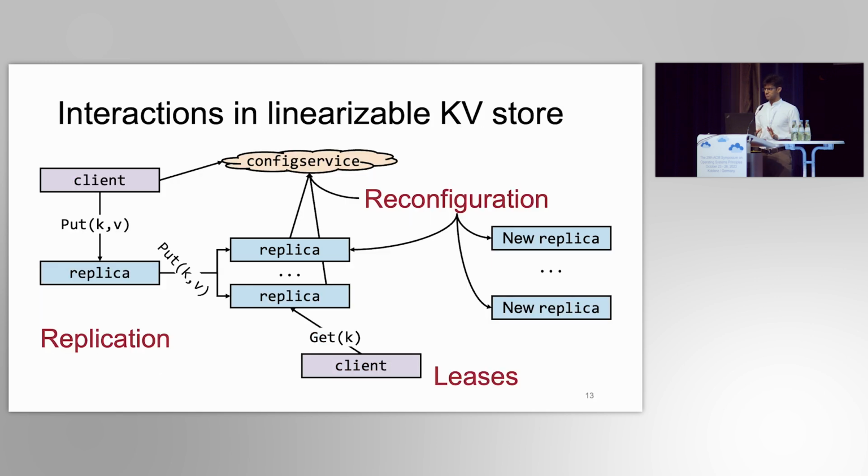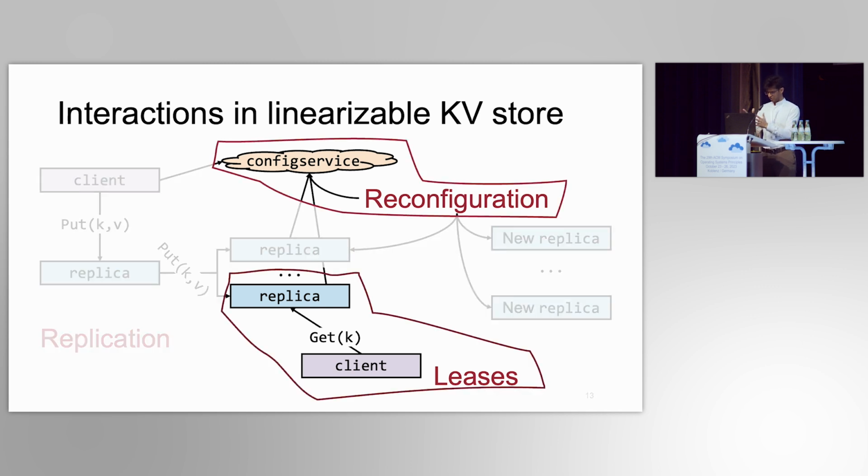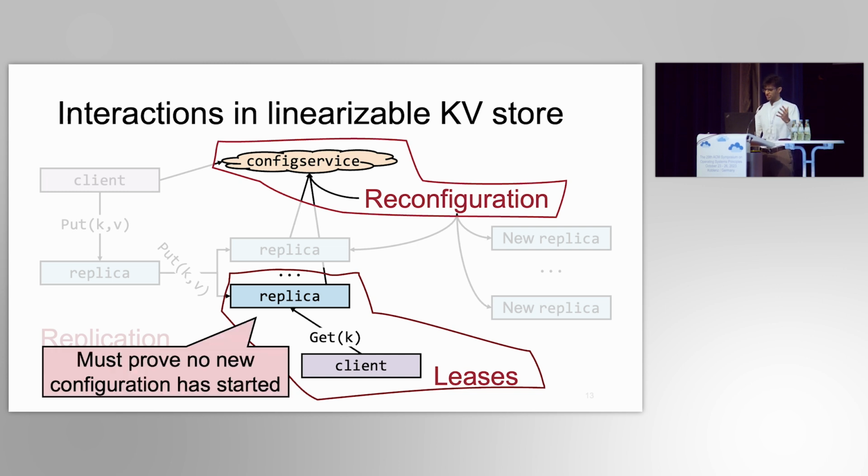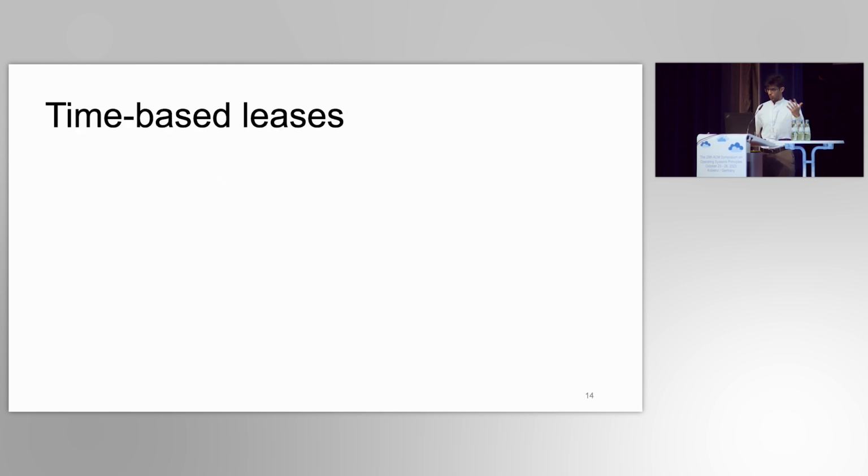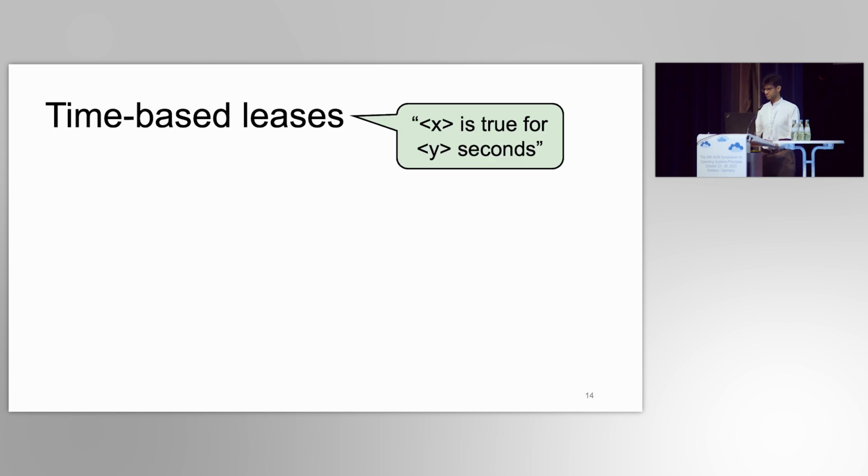And now that we've seen some of the pieces of concurrent separation logic that we build on, let's see how we actually use them to verify a particular interaction in the linearizable key value service. And the thing we're going to focus on is the lease-based optimization and how it interacts with reconfiguration. And to remind you, the key consideration in this is that we have to prove that when a replica server handles a GET, there's no new configuration that's started. And the way the system achieves this is by using time-based leases. A time-based lease is a promise that some aspect of system state won't change for some amount of time.